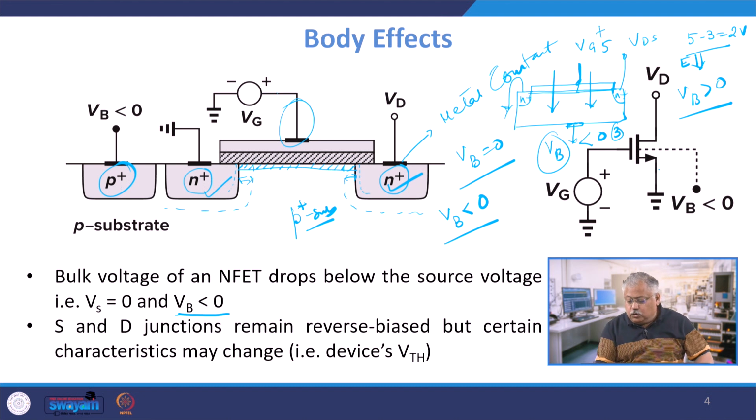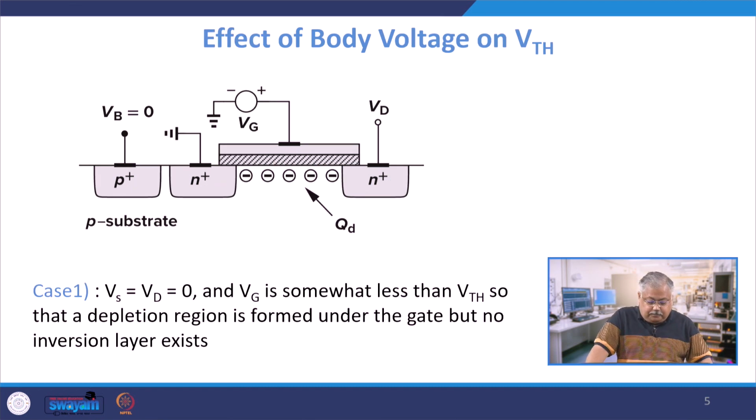So the way to look at it schematically is this is my bulk N type MOSFET, source is grounded, drain is given a voltage, gate is given a positive voltage, and I have put my bulk in a negative sense, less than 0. Let us see what will happen. Case 1 is when Vs and Vd are both 0. So I have grounded this, and Vg is somewhat less than threshold voltage. So there will be a depletion region formed just under the gate, and there will be no inversion layer, and my body bias voltage is 0, as substrate bias is 0.